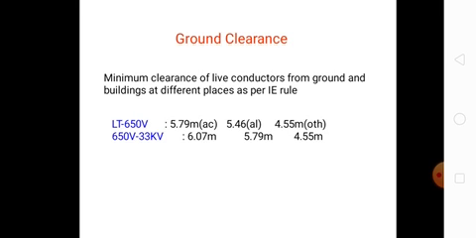that is 5.79 meters across any street, and for the 11 kV line it is 5.46 meters along any street, and 4.55 meters when erected elsewhere. For the HT line, that is 650 volts to 33 kV, which we know as high tension lines, it is 6.07 meters across any street, 5.79 meters along any street, and 4.55 meters elsewhere erected.